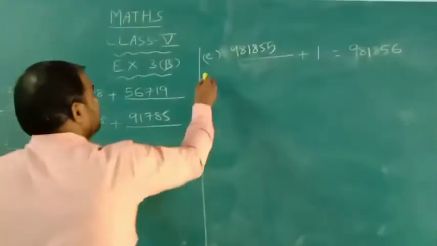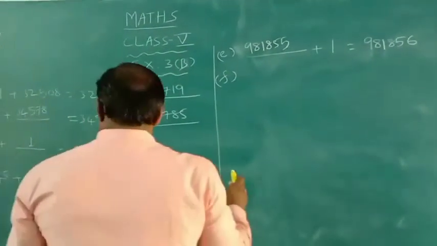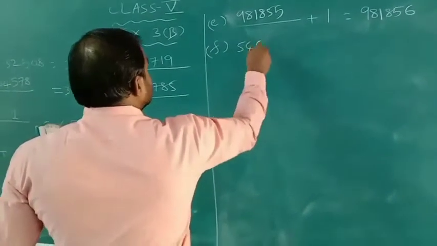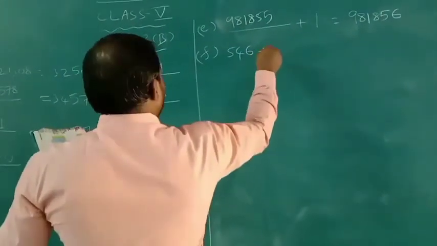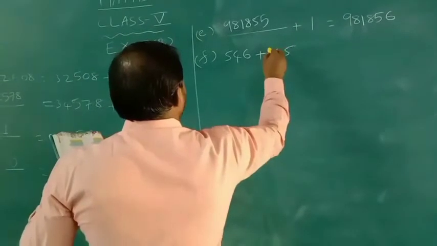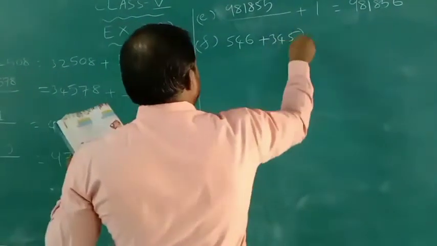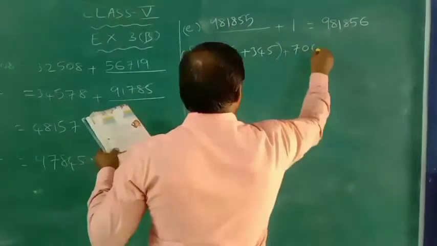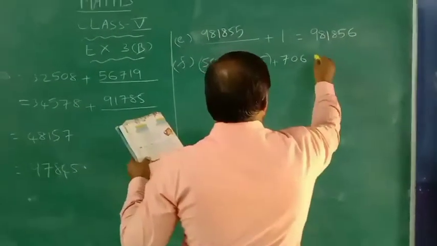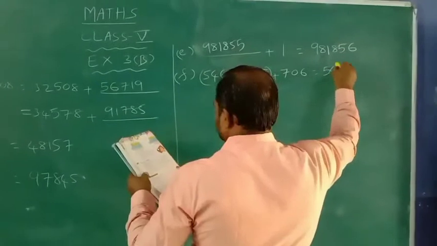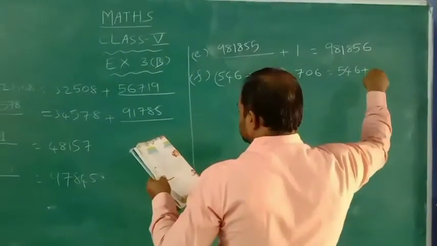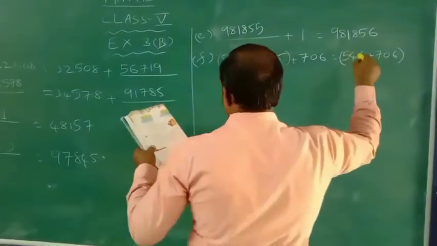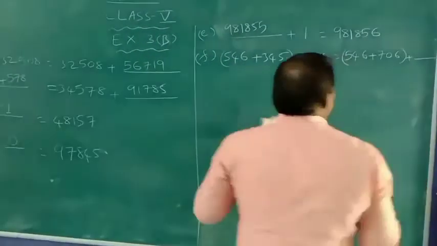Next here. F1, see beta: 546 plus 345 plus 706 is equal to 546 plus 706 plus dash. Tell me this one, it is logical.